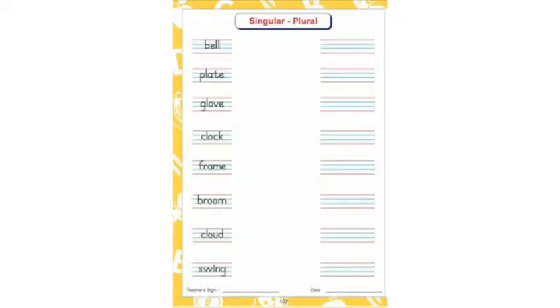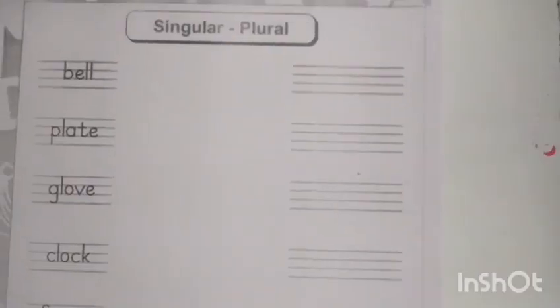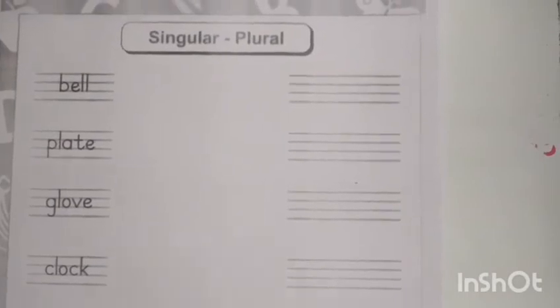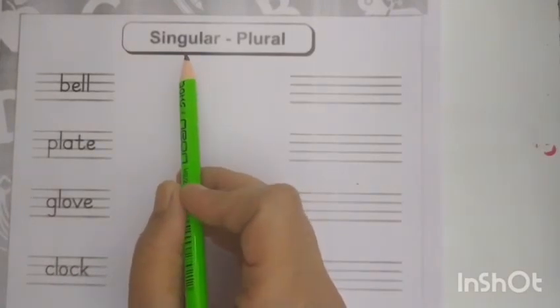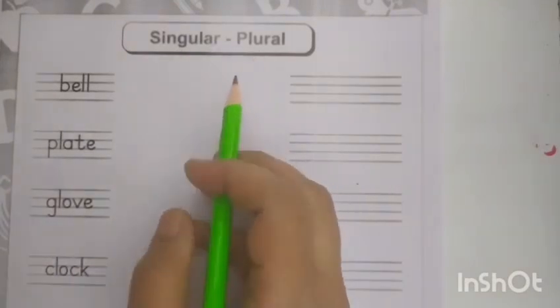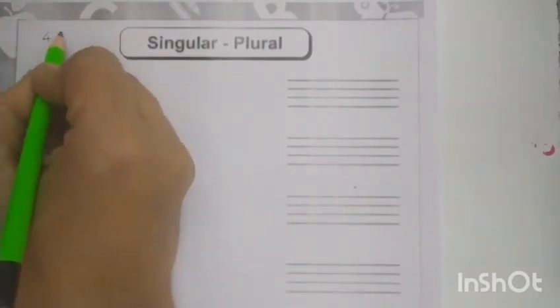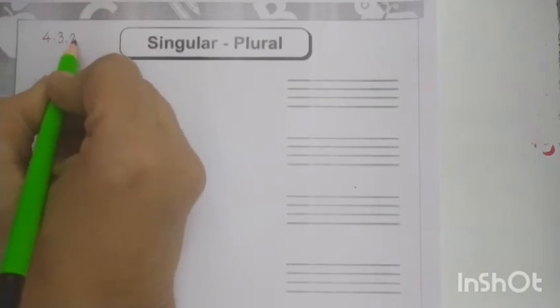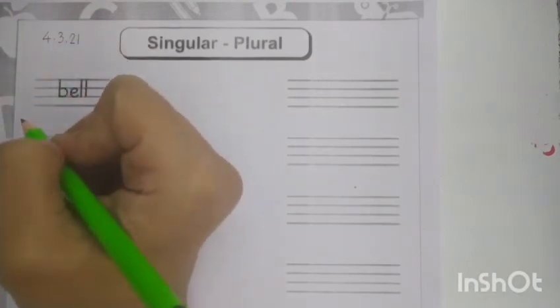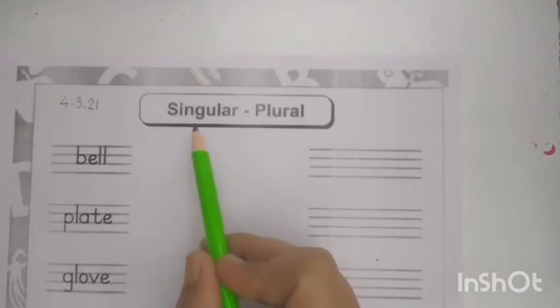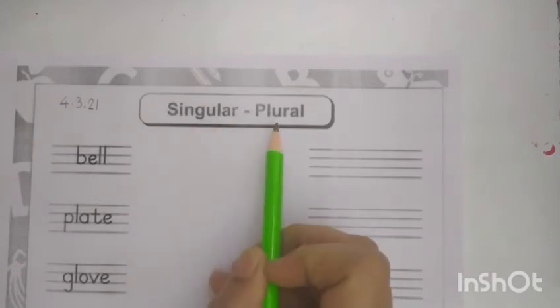Now children, open page number 107 of your English classwork book. We will do the exercise related to singular and plural. Let's write the date first. 4.3.21. Now children, as you all know, singular means one, plural means many.